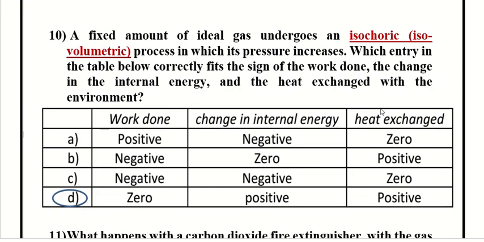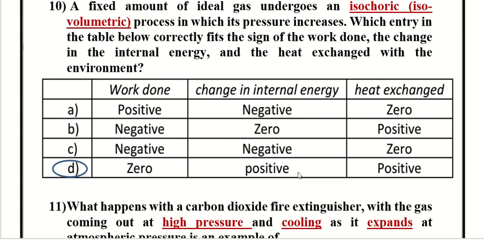A fixed amount of ideal gas undergoes an isochoric process, in which the volume is constant, and its pressure increases. Of course, the pressure increases. Which entry in the table below correctly fills the signs of the work done, the change in internal energy and the heat exchange? Which one would be the correct sign?